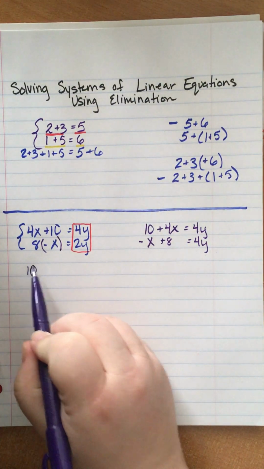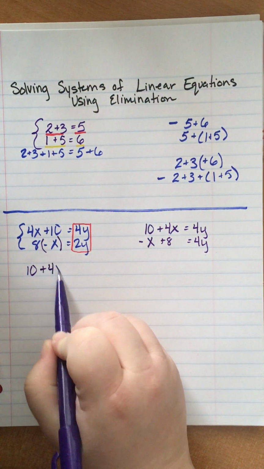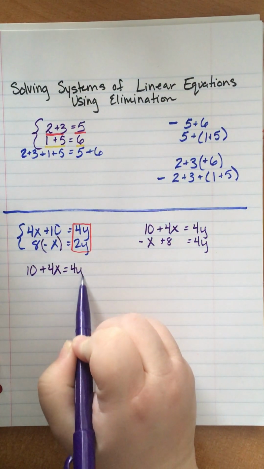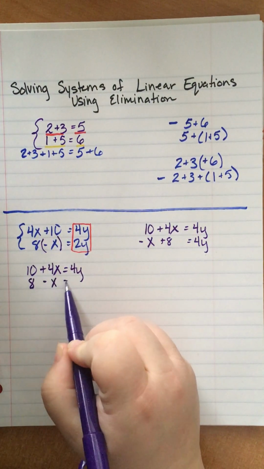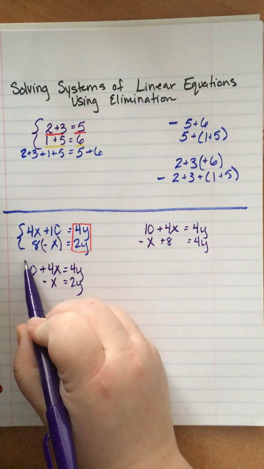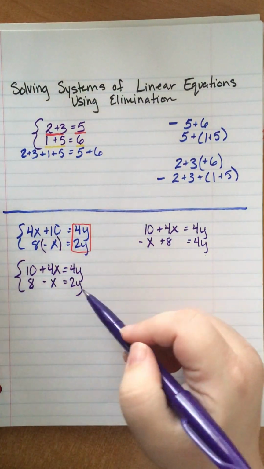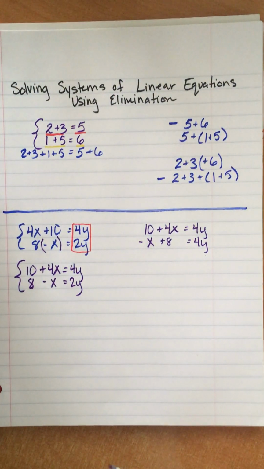So my system of equations is 10 plus 4x equals 4y. And I'm going to keep this one here, 8 minus x equals 2y. So I don't actually have anything new. It's the same system of equations. I have simply rearranged them. Now you can solve this in two different ways, and I'm going to show you that, but we're going to solve for x and we're going to solve for y.